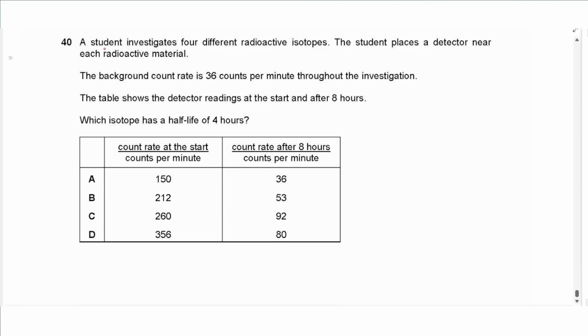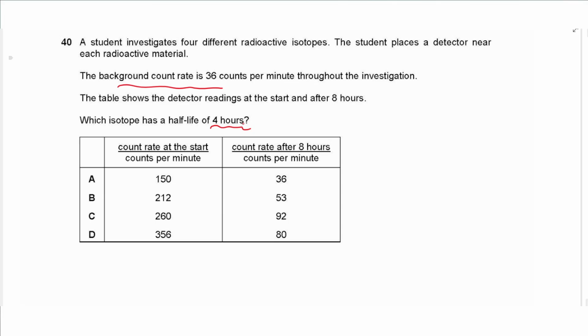Question 40 says the student investigates 4 different radioactive isotopes. The student places a detector near each radioactive material. The background count is 36 counts per minute throughout the investigation. The table shows the detector readings at the start and after 8 hours. Which isotope has a half-life of 4 hours?